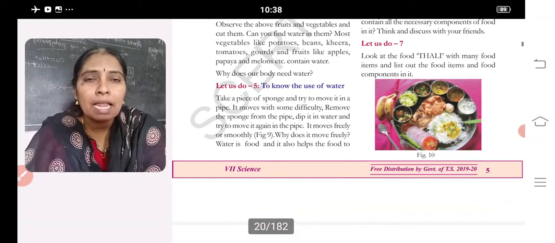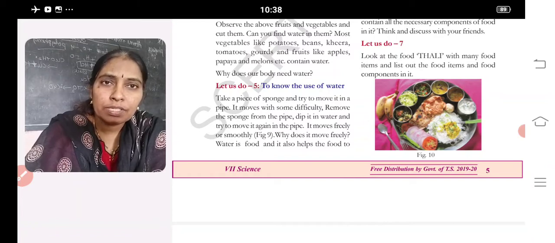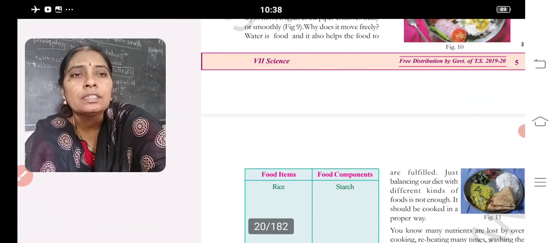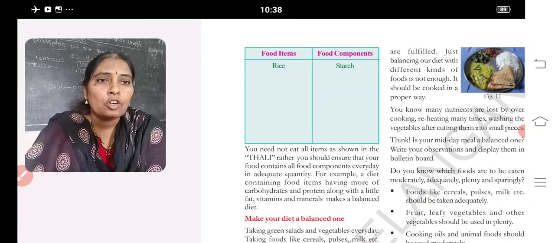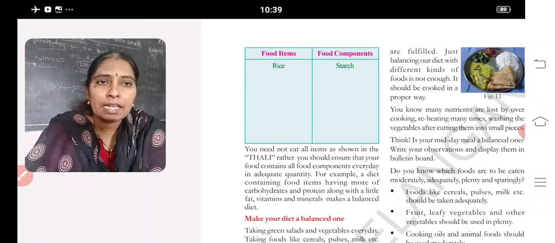And what is meant by a balanced diet? The diet consisting of vegetables, rice and curd, seasonal fruit and salads, which gives complete proteins and carbohydrates. See here it is given. What is a balanced diet? Carbohydrates, proteins along with a little fat, vitamins and minerals make a balanced diet. You can see the thali which is rich in carbohydrates, proteins and a little bit of fat, vitamins, minerals, which makes a balanced diet.